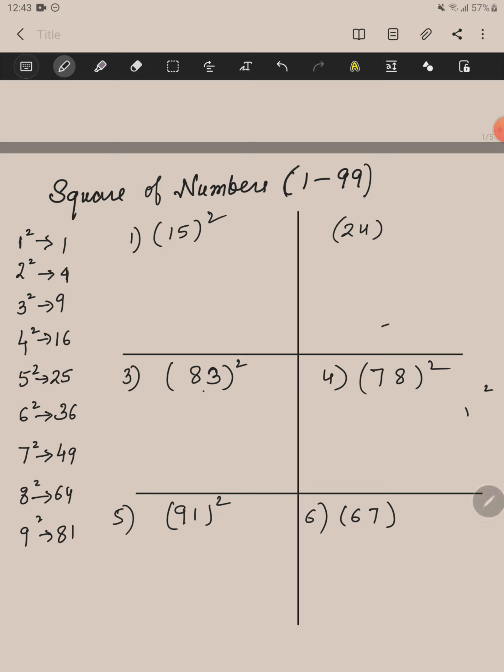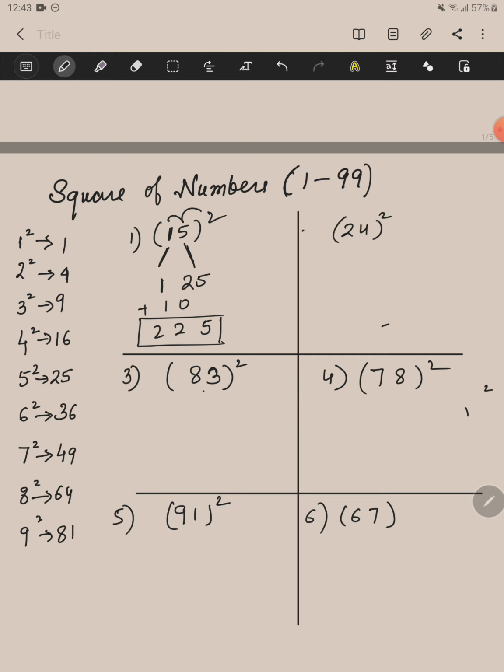The trick says if you have a 2-digit number, you square the 2 digits separately. Square of 5 will be 25. Square of 1, 1. Now you multiply the digits with each other: 1 into 5 into 2. That is 10. And you get 1, 10, 25. When you add it, you get 225. You know the square of 15 is 225.